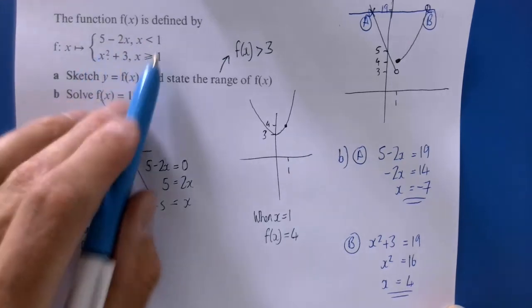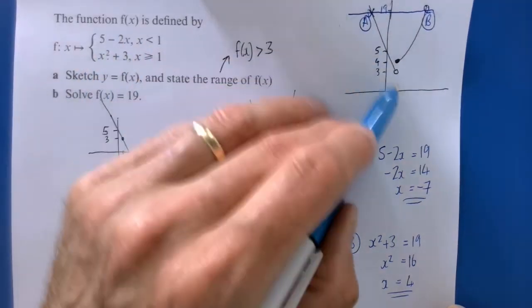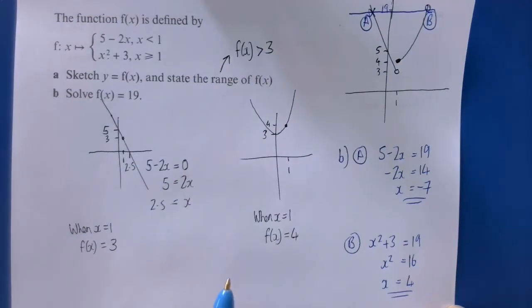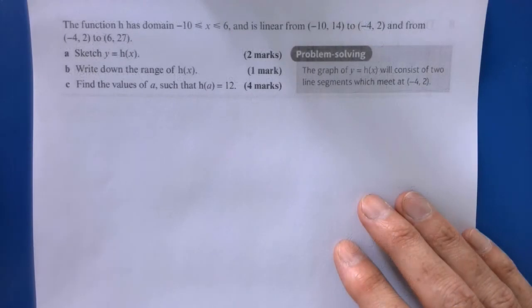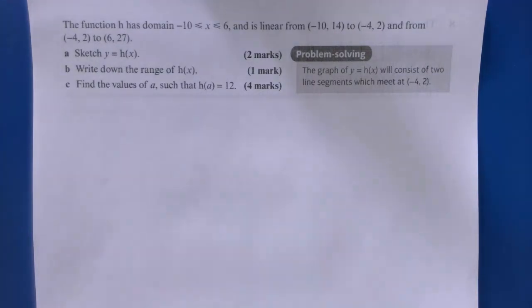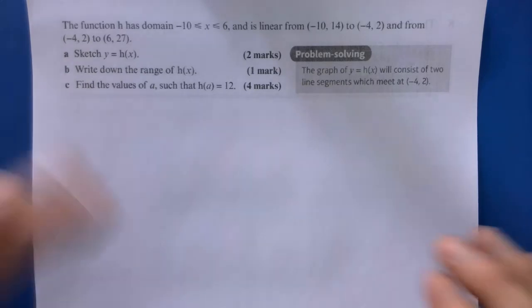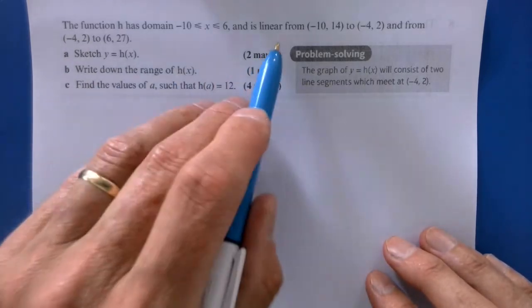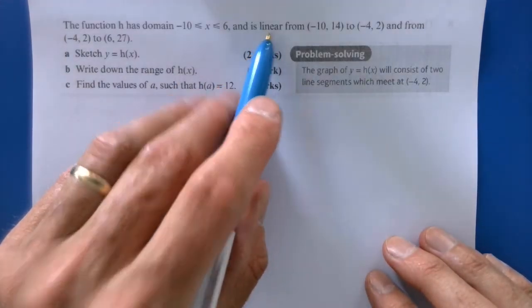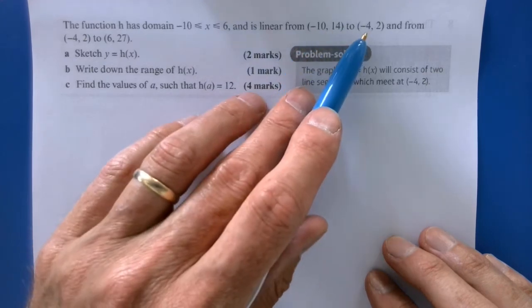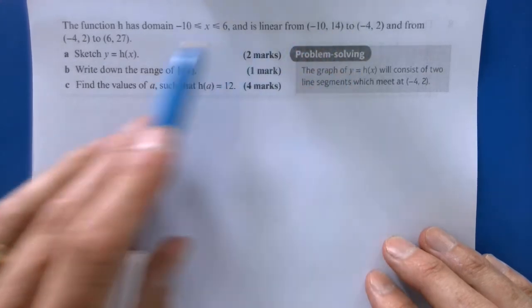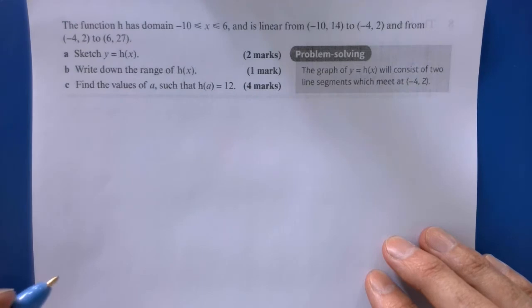So we've got a discontinuous function here with 2 parts to it, and we've used that to solve a problem. Let's move on. Here's a really weird question where we've got a function, h, but we're not given any algebra for it. So we're asked to sketch it, but we're not given any algebra for it. We are just told it's linear in 2 sections, and those 2 sections actually overlap because they both go through the point minus 4, 2.